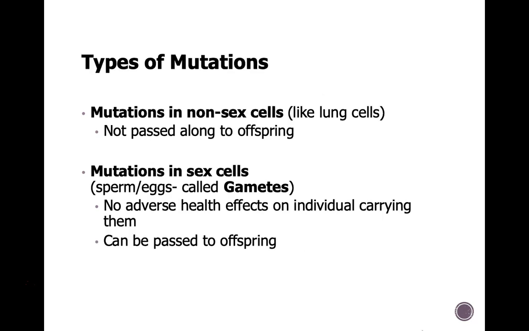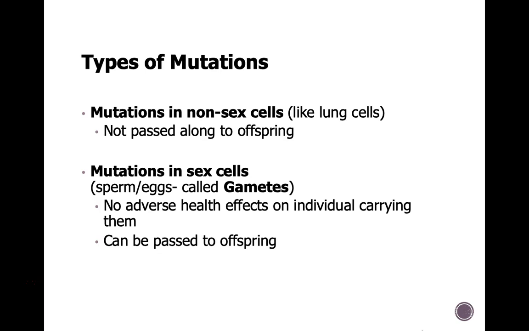So there are different types of mutations, and we're going to talk about some of those types in just a minute. The location of each of those types of mutations is really important too. So mutations that occur in non-sex cells are important for the life of the individual, but are not passed on to offspring. So, for example, if you have a mutation that occurs in a lung cell or a skin cell, that can potentially cause cancer in those regions or other types of medical problems, but they're not going to be passed on to the individual's offspring.